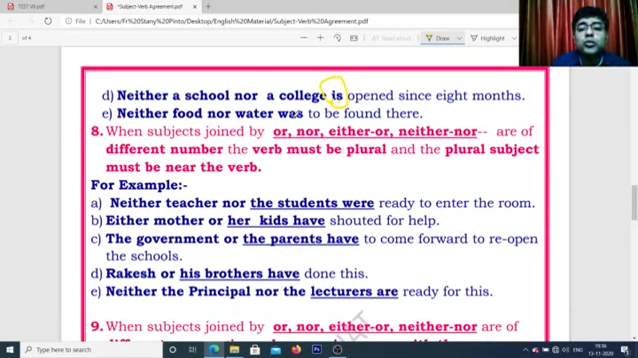Neither food nor water was to be found there. Neither food nor water, singular subject, but it's connected with either, or, neither, nor. So it has to take only singular subject.